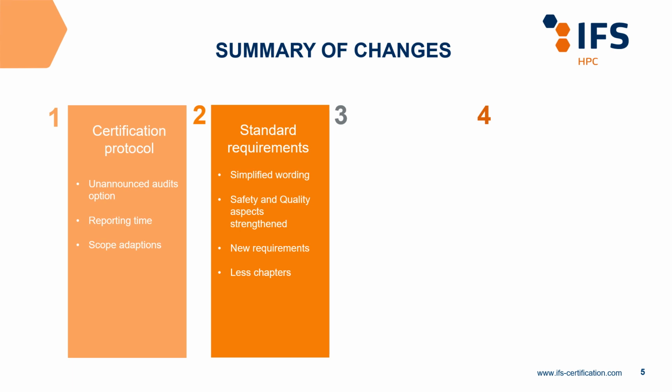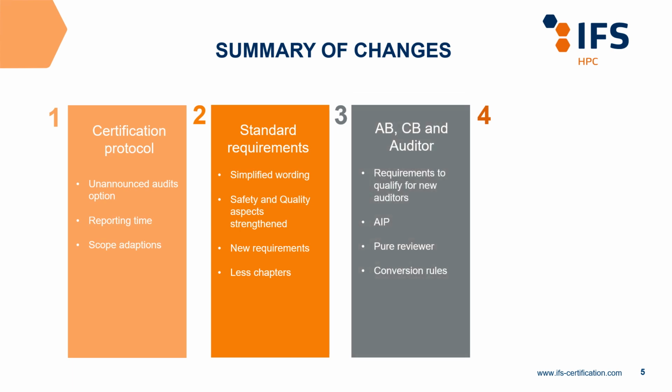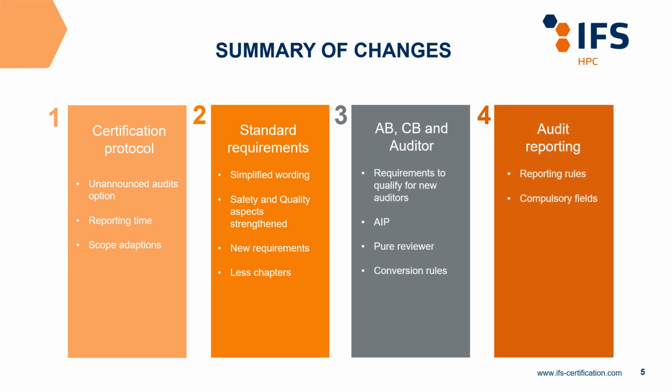Part 3 explains requirements for new auditors to get qualified are simplified. AIP is embedded in the general qualification process. Requirements for peer reviewer are introduced. Conversion rules are modified. In Part 4, the audit reporting rules are simplified and help to give a better overview. There are additional compulsory fields requiring explanations.